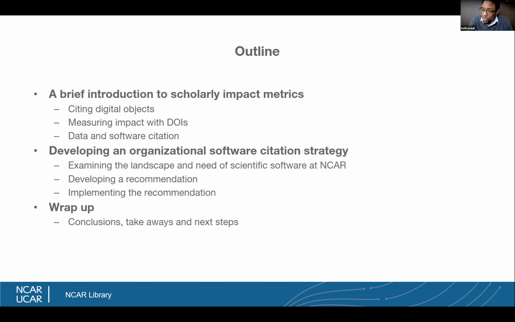So I'll talk about, in particular, data and software citation. The software citation piece is the focal point of this particular talk, and we will talk about how we decided to develop an organizational software citation strategy, give a little bit of the reasons behind why we did that, and the motivators for moving in that direction. We'll talk about the work that we actually did and implemented last year, and then I'll wrap up with some conclusions on the work, some takeaways, and some next steps.